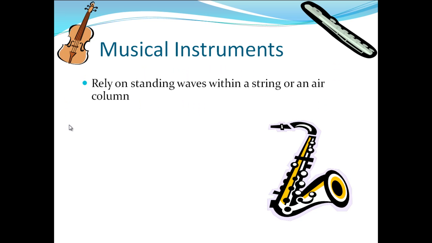So, musical instruments rely on standing waves within a string or an air column. String instruments, like pianos, guitars, violins, and such. And then air columns, flutes, saxophones, and so on. Three basic types: strings, closed pipes, and open pipes. And we'll talk about strings today. We'll do pipes in the next one because this PowerPoint's going to be a long one.